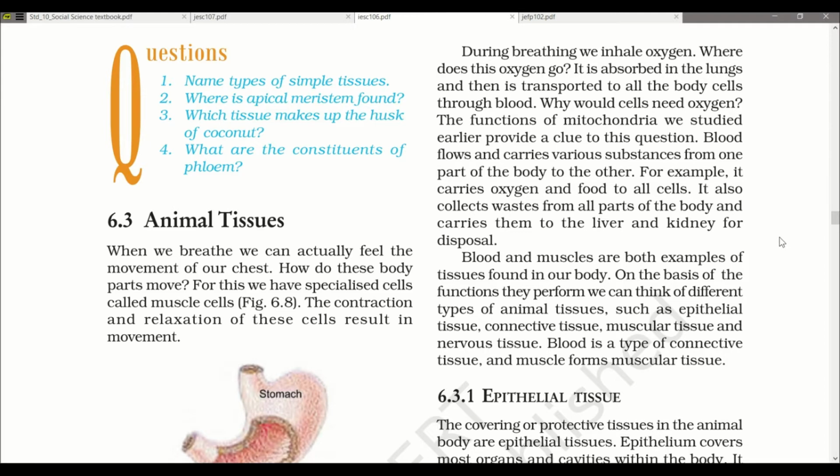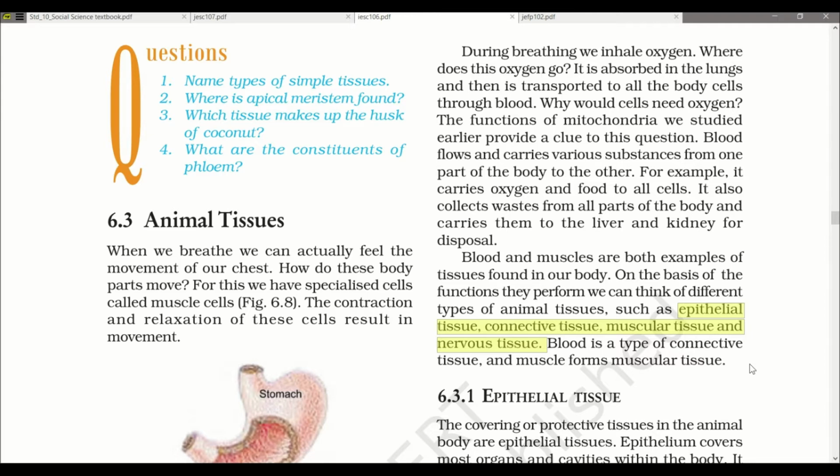On the basis of the function they perform, we can think of different types of animal tissue such as epithelial tissue, connective tissue, muscular tissue and nervous tissue. Blood is a type of connective tissue and muscle forms muscular tissue. So in this section, children, we are going to study animal tissues. The four main types of animal tissue that we are going to study are epithelial, connective, muscular and nervous.